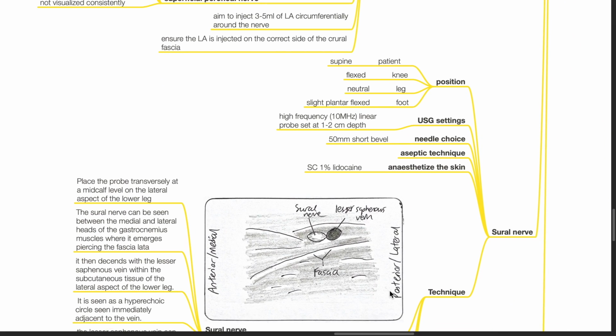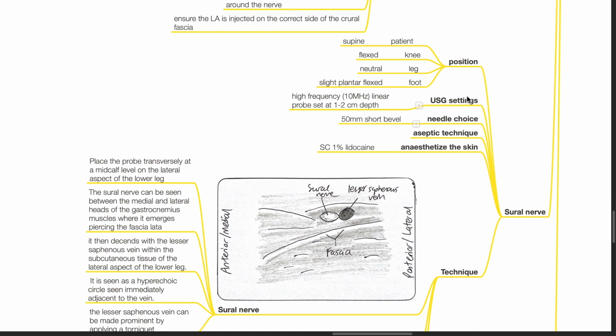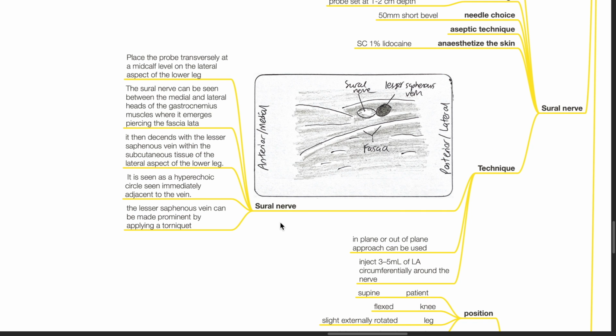Sural nerve block. The patient should be supine with the knee flexed, leg in neutral position and the foot slightly plantar flexed. Use a high-frequency linear probe set to 1 to 2 cm depth. Needle choice should be a 50 mm short bevel needle. Use aseptic technique and anesthetize the skin. Technique. Place the probe transversely at a mid-calf level on the lateral aspect of the lower leg.